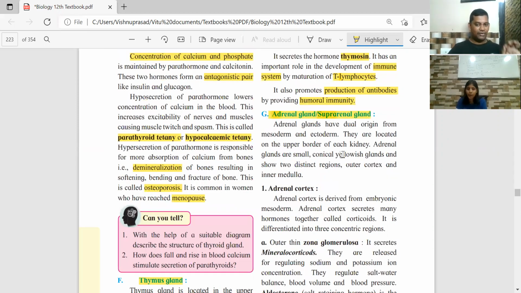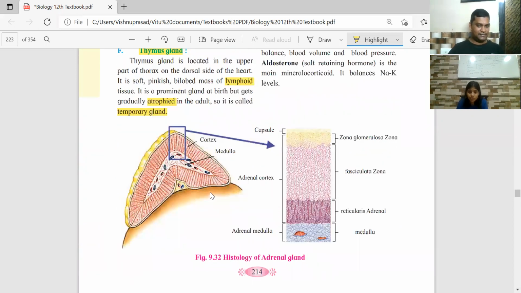These are conical yellowish glands, and each adrenal gland shows two regions. You can see the upper outer portion, which is called the cortex. The distinct inner portion is called the medulla. The outer region is the cortex, the inner part is the medulla.